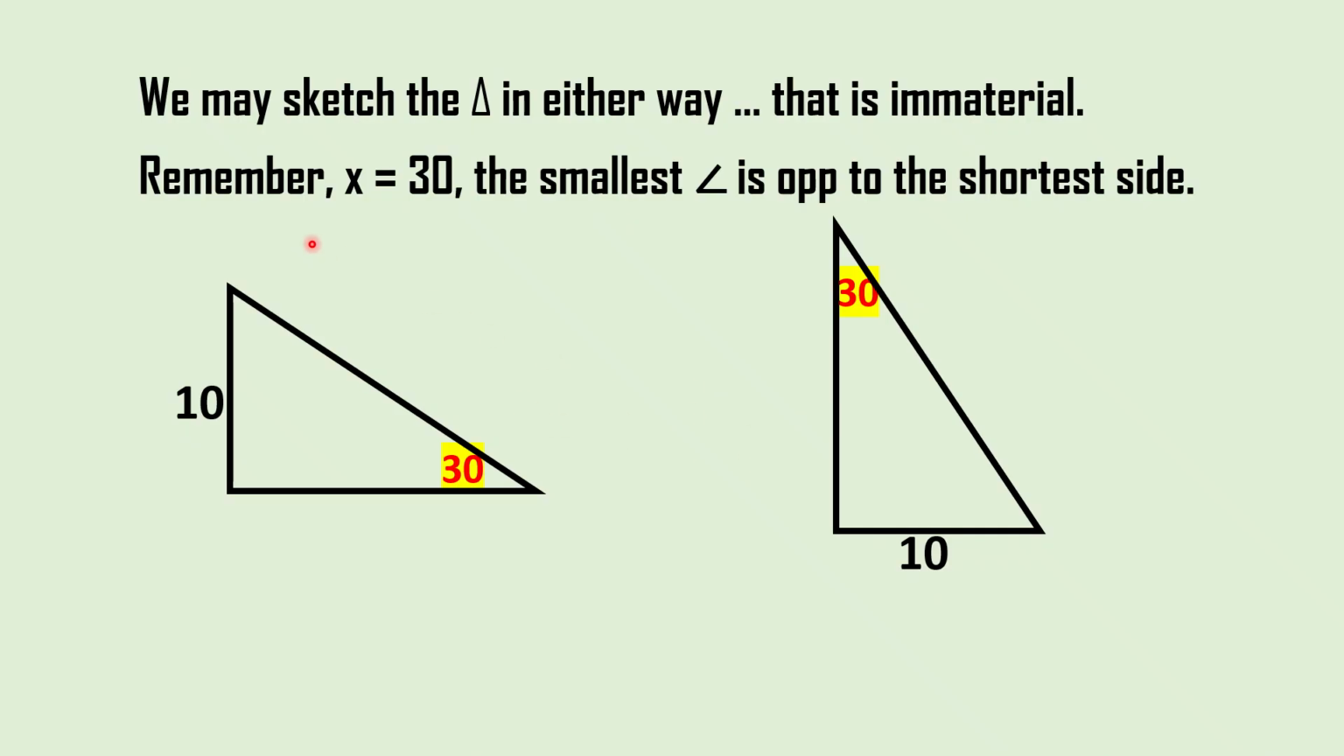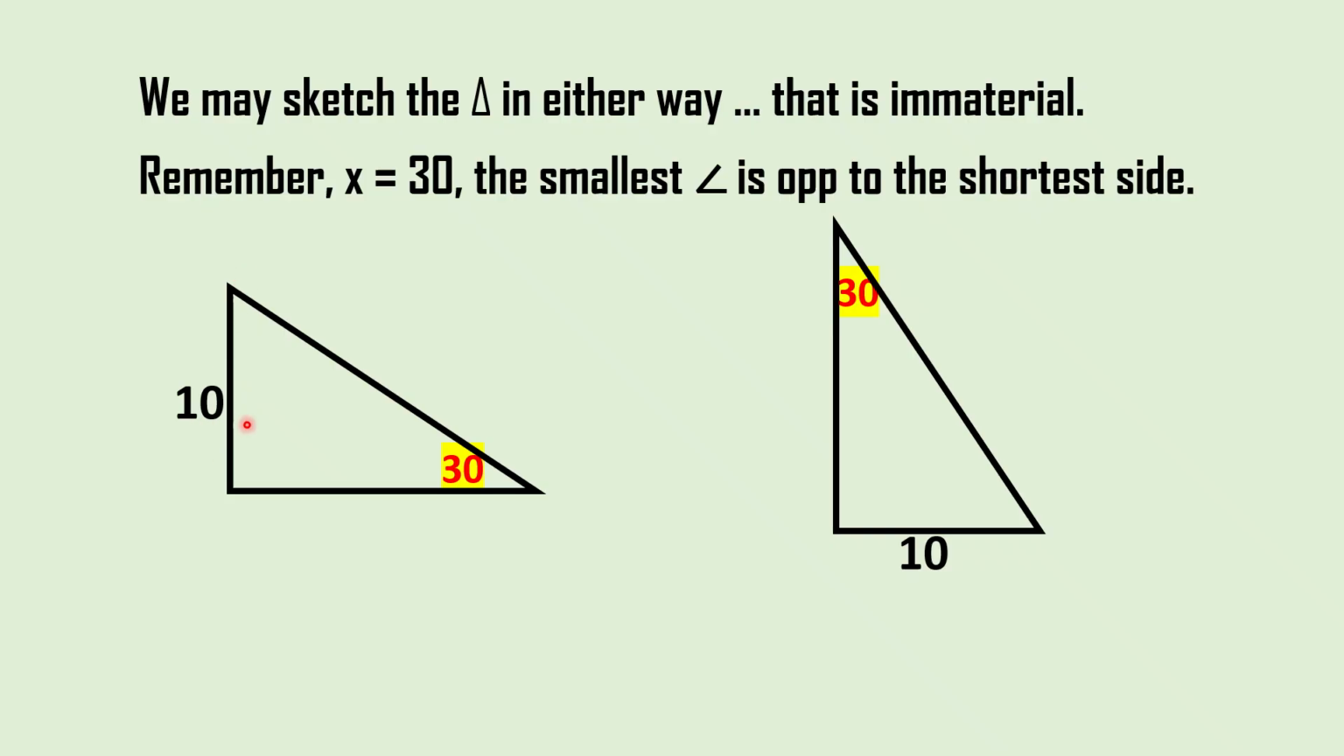But remember that the 30 degree given, that is the smallest angle. 30, 60, 90, that means 30 is the smallest angle. That should be opposite to the shortest side. Shortest side is 10. So opposite to the shortest side, you have to mark 30 degrees. In whichever way you draw, that's not important. But you can't write 10 random. Wherever you write 30 degrees, the opposite side should be the shortest side 10.